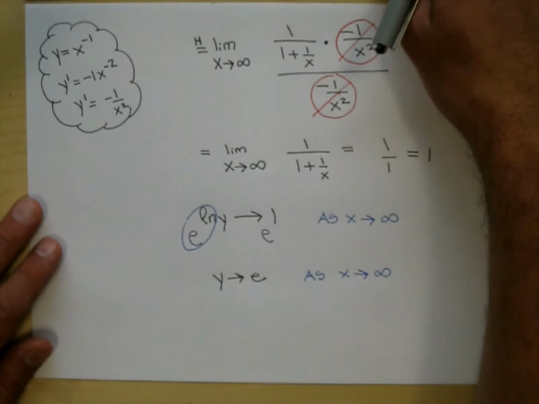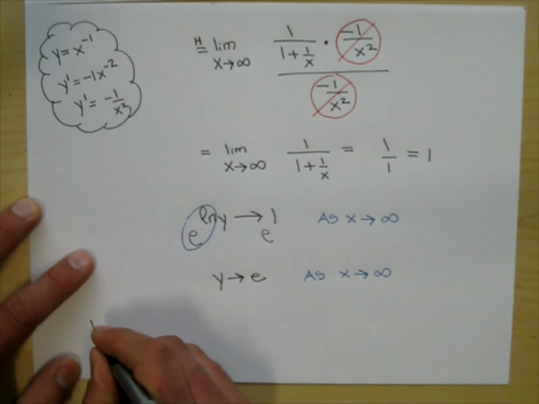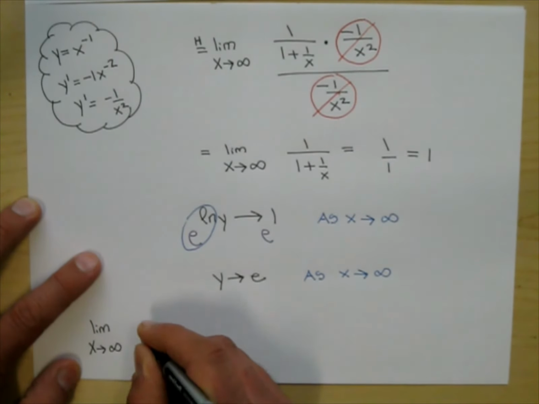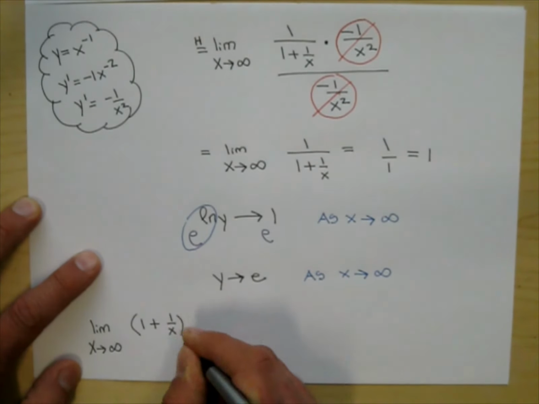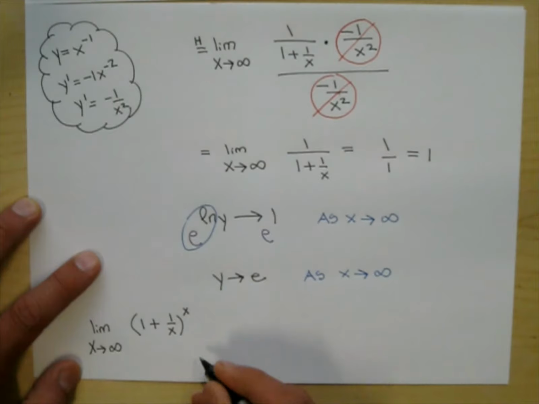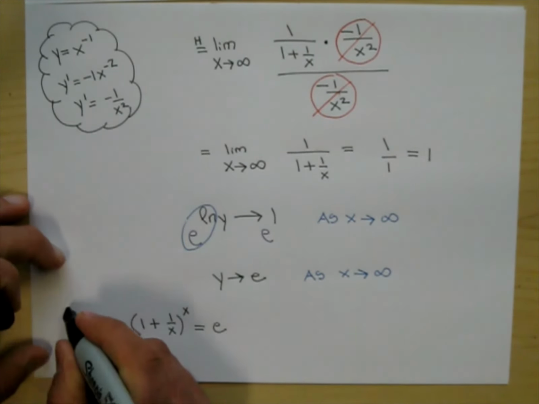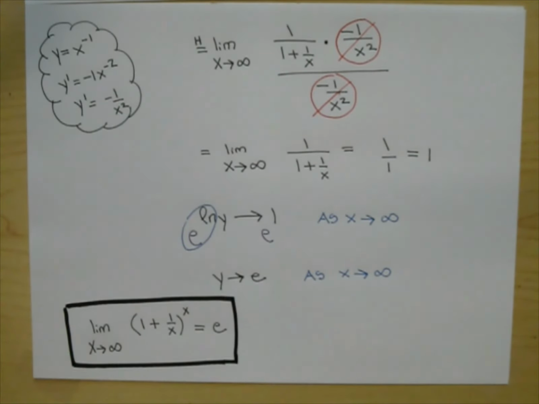So what have we just shown? We got the answer. The answer is e. The original problem said this: the limit of 1 plus 1 over x raised to the x equals e. So the original problem is that right there. This equals e, and there's our result. Our answer is e.